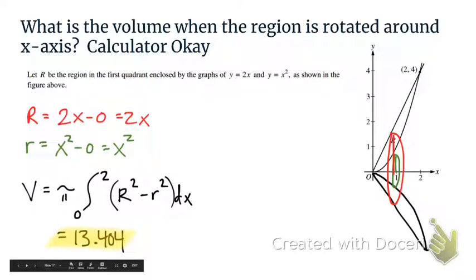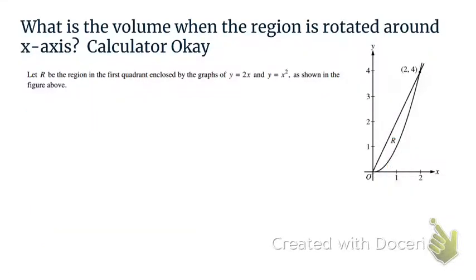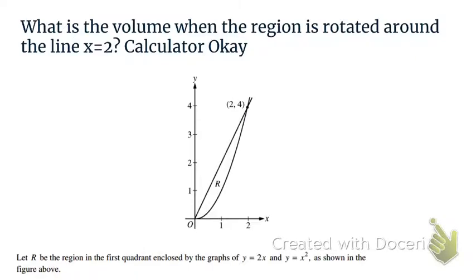All right, next problem. Same region one more time. The only difference is that now we are rotating around the line x equals 2. So I'll go ahead and put my video on pause again and show the work for this problem. Why don't you guys do the same and come back to check when you have an answer.